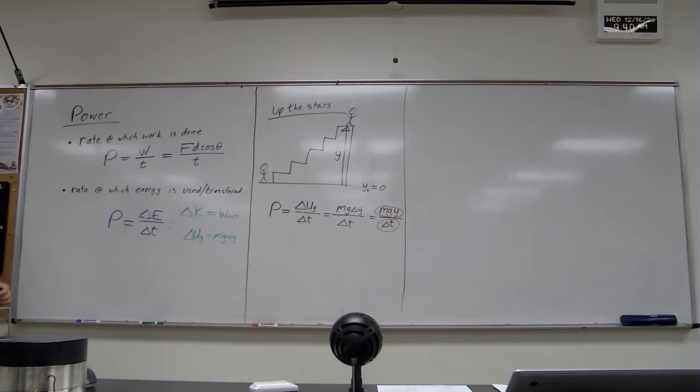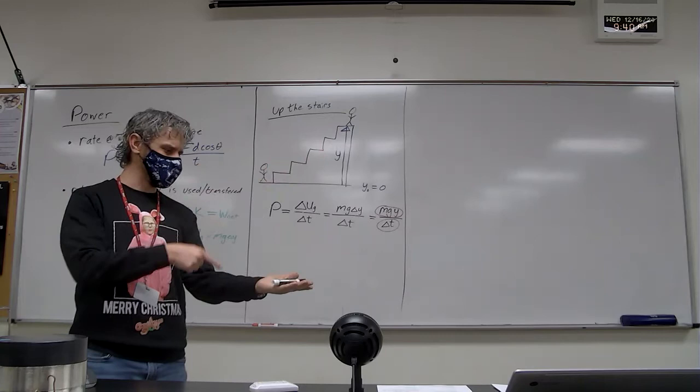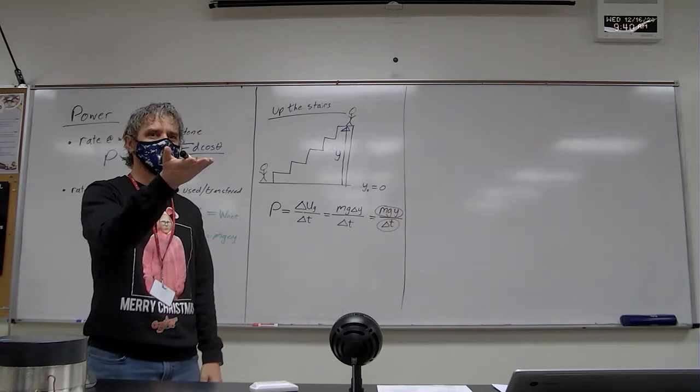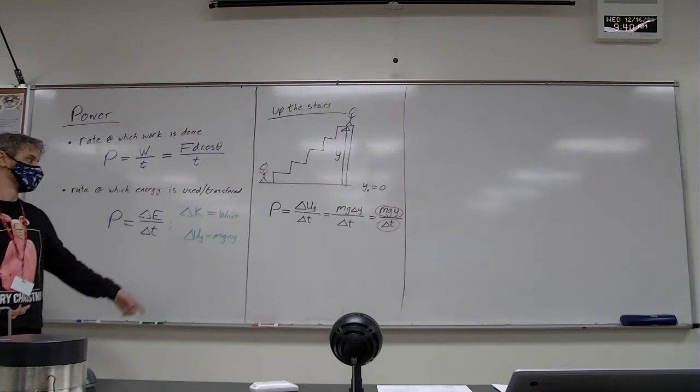Remember, if I move an object up at constant speed and then it stops, I start from rest and end from rest, so the kinetic energy of the marker didn't change. Kinetic energy didn't change, which means the net work done is zero. I did positive work, but gravity did negative work. You add up those two works together, and you get zero. So no change in kinetic energy. So remember that as well.